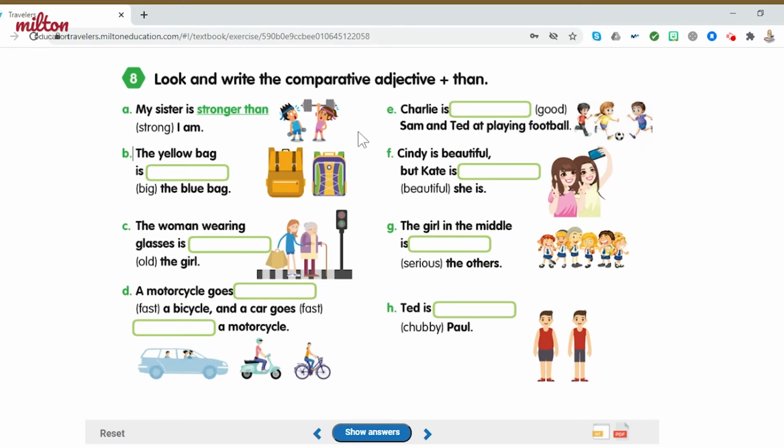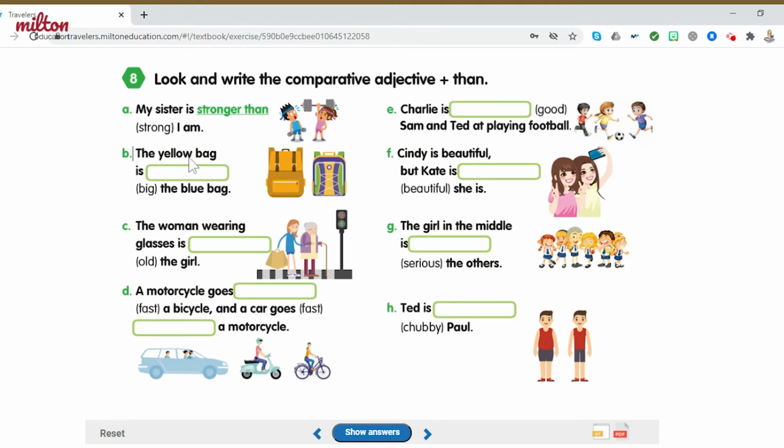We are comparing 2 things. So let's look at this picture. We see a little girl. She looks very strong. And a little boy who doesn't look very strong. He says, my sister is stronger than I am. Yep, that looks right. She looks much stronger than the little boy.